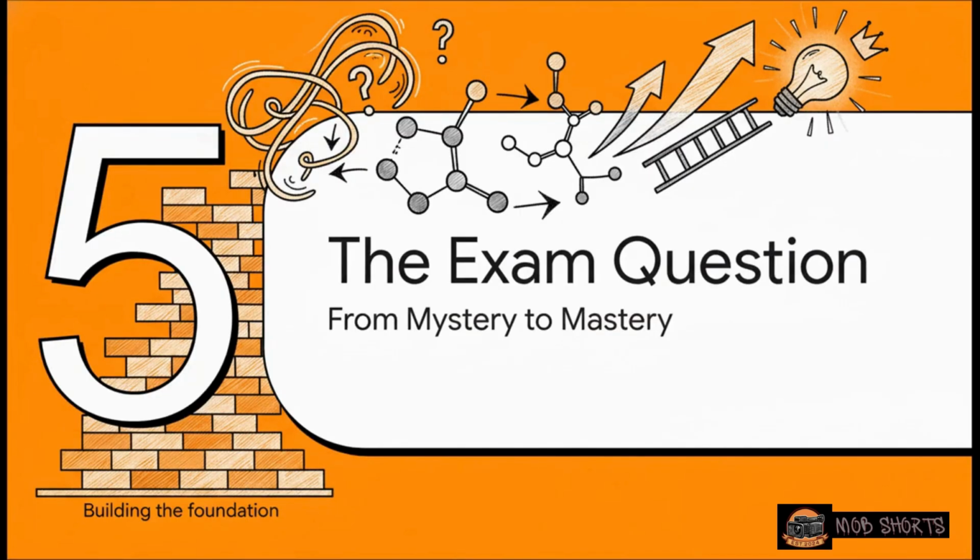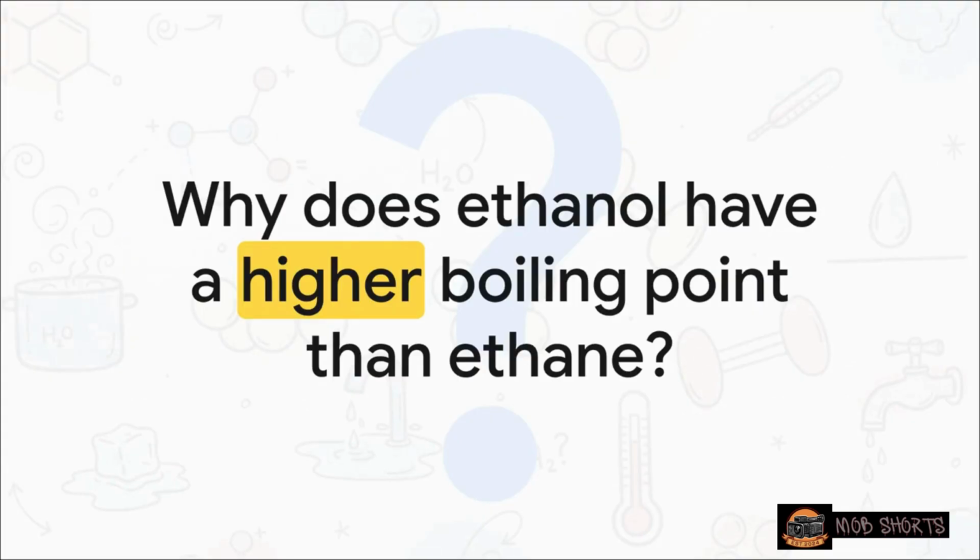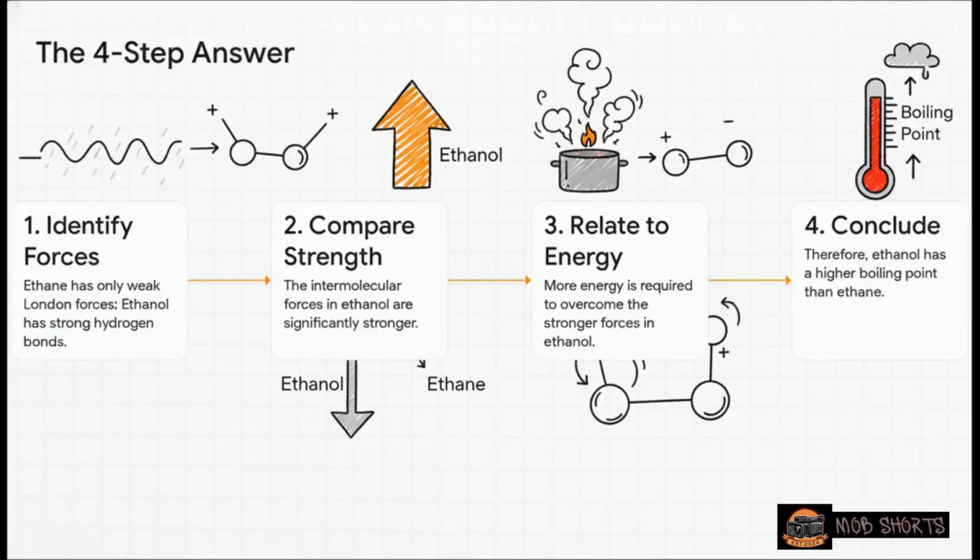We've built the foundation. We get the concepts. Now, let's put it all together and build that perfect answer for a typical exam question. We're going to go from mystery to mastery right now. So here's the kind of question you can bet you'll see. Explain why ethanol has a much higher boiling point than its parent alkane, ethane. Notice it's not just asking what the difference is, it's asking why. And this is where our 4-step golden rule becomes your superpower. Let's just walk through together.